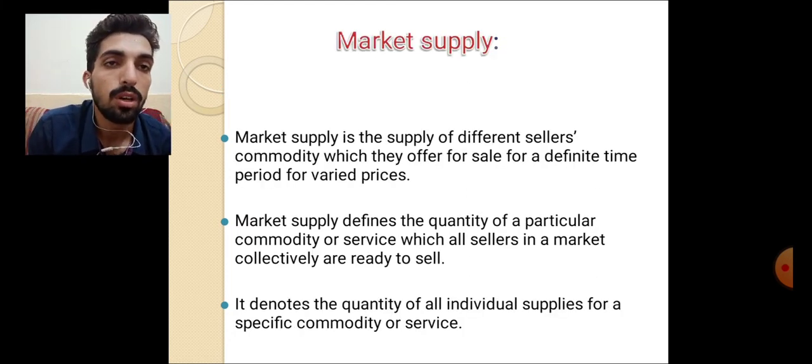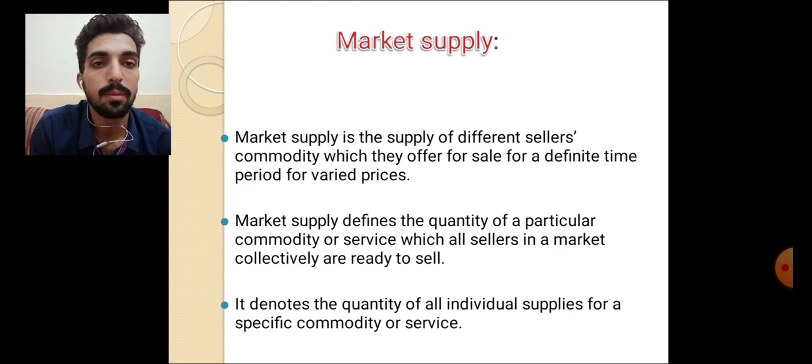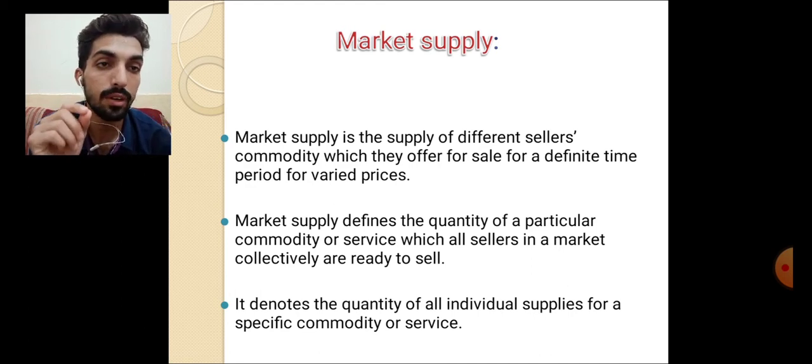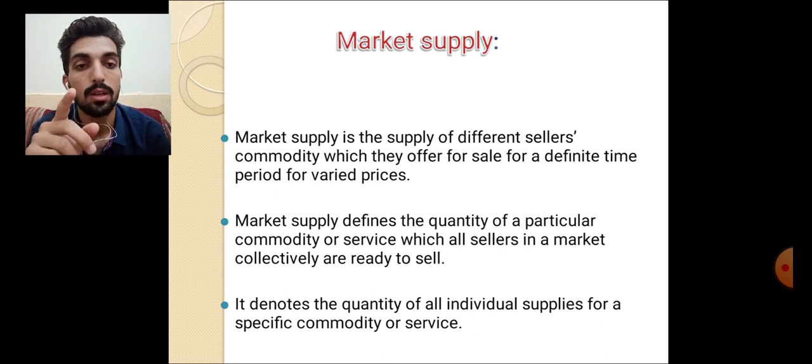Now market supply. Market supply is the supply of different sellers, the commodity which they offer for sale for a definite time period at varied prices. Market supply defines the quantity of a particular commodity or a service which all sellers in the market collectively are ready to sell. It denotes the sum of the individual supplies for a specific commodity or service.